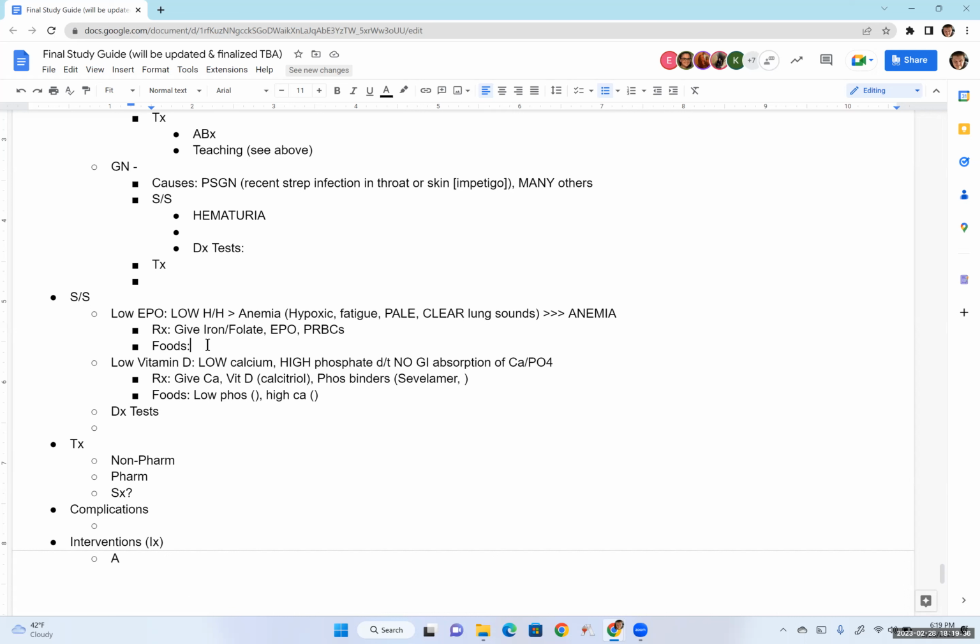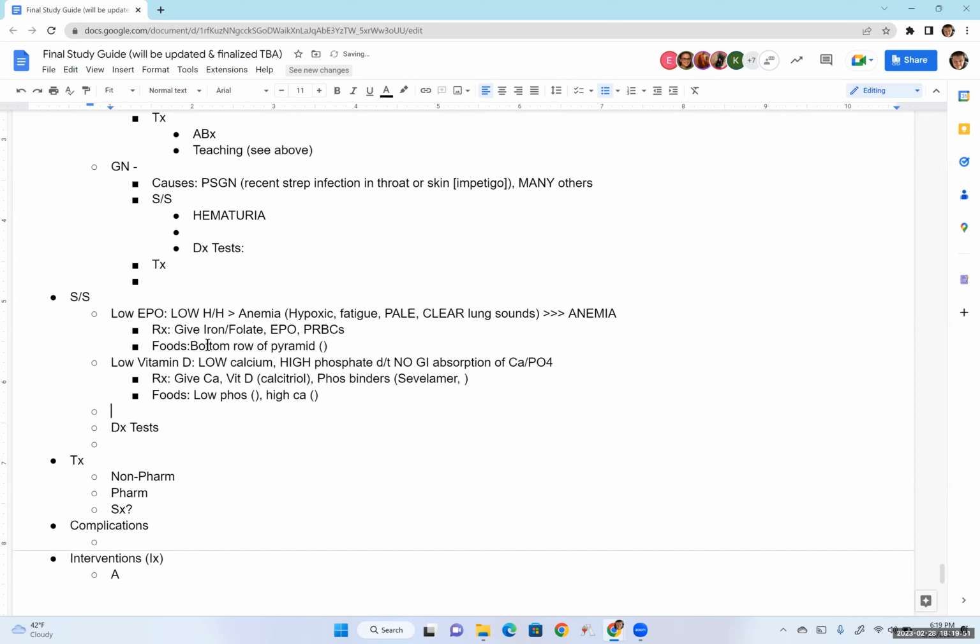All right, so then foods for iron. It's tricky because they usually have high phosphorus. So usually you just got to choose the bottom row of that pyramid, right? Bottom row of the pyramid. Okay, low phos, high calcium, and then what else?